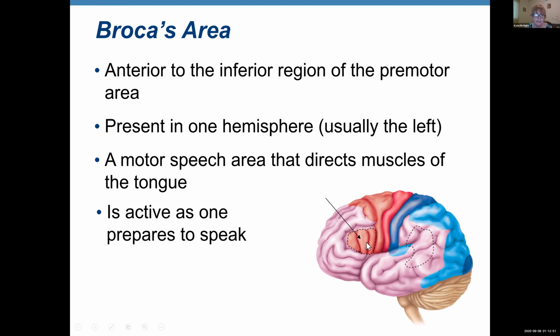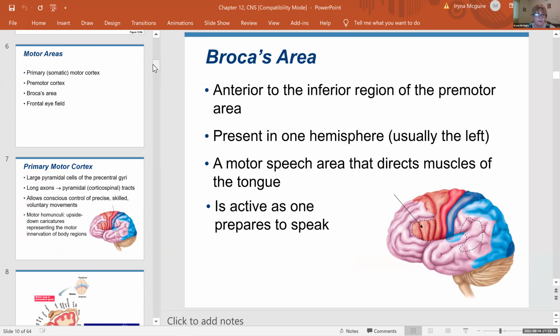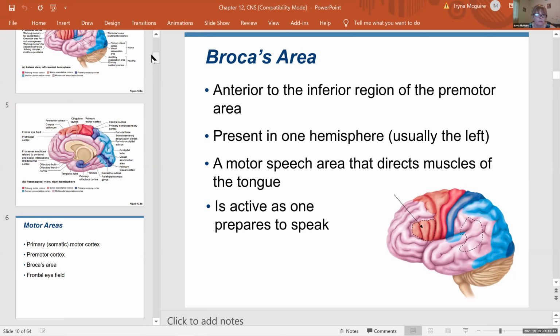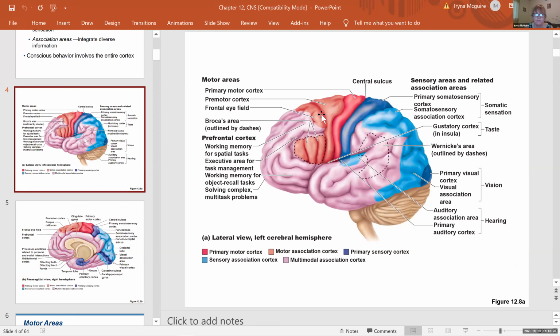So this area is active when one prepares to speak. So that's Broca's area, found in only one hemisphere. And it's part of the motor association cortex, right over here. So primary motor, and then let me just remind you very quickly. I'll go back over here, right? And so we have primary, the red one, premotor cortex, and here's Broca's area.